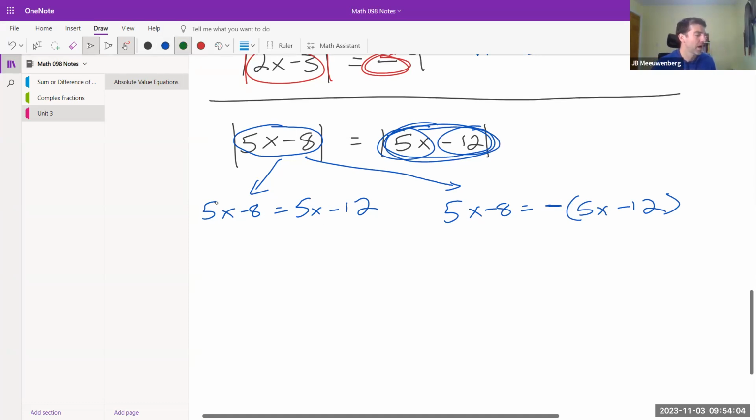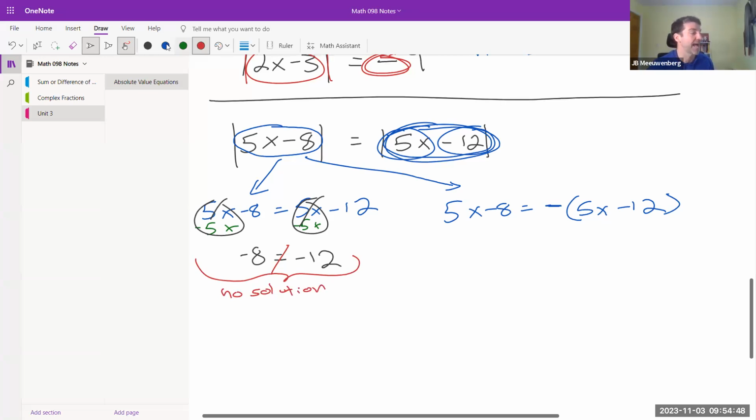On the first one, something interesting happens. If we subtract 5x from both sides, this happens to be a situation where both terms with variables cancel out, and all we're left with is this statement, -8 equals -12. You might remember from another lesson that anytime your variables cancel each other out in an equation, you have to look to see whether the final statement is true or false. And in this case, it's false. -8 does not equal -12. So this one gives us no solution. There's no solution for this equation.